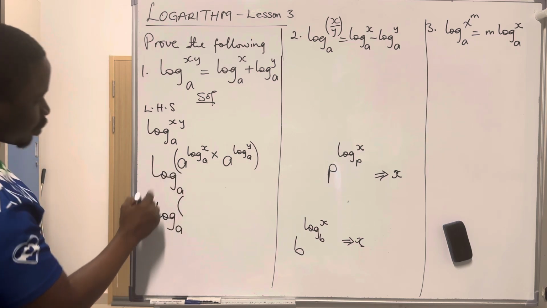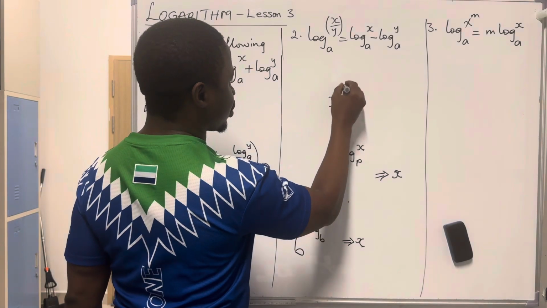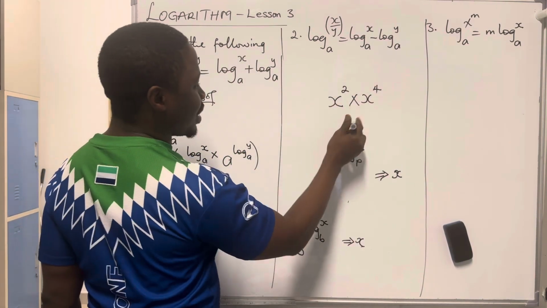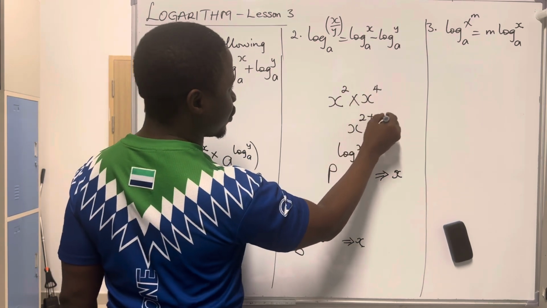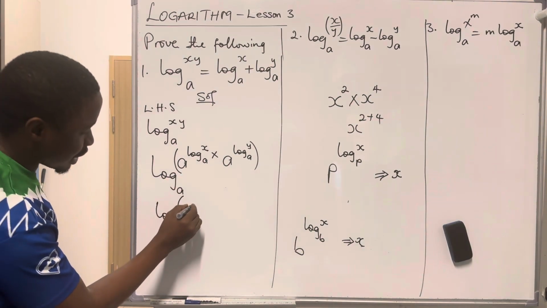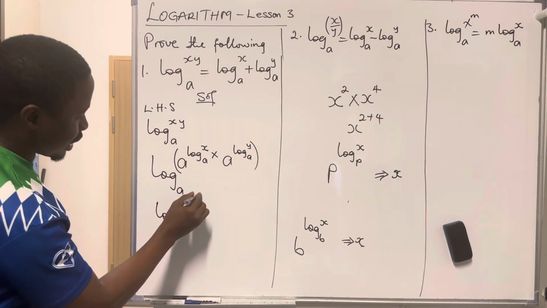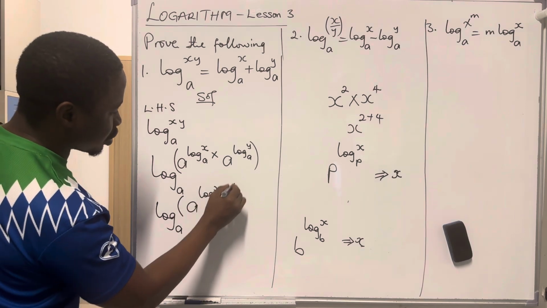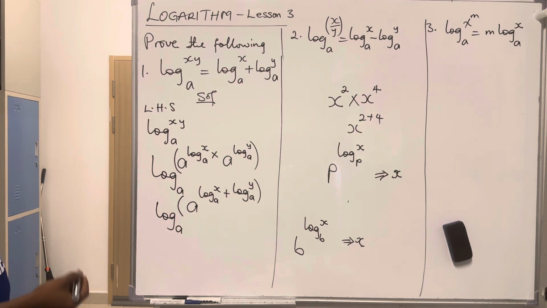This is a raised to a power times a raised to a power. So if you have x to the power of 2 times x to the power of 4, what do we do? We take one base. Then because of multiplication, we add the powers. So we say 2 plus 4. So base a separated by a multiplication sign, we take one base, and we add the powers: log x base a, because of multiplication, plus log y base a. Okay, so finally, what do we say now?